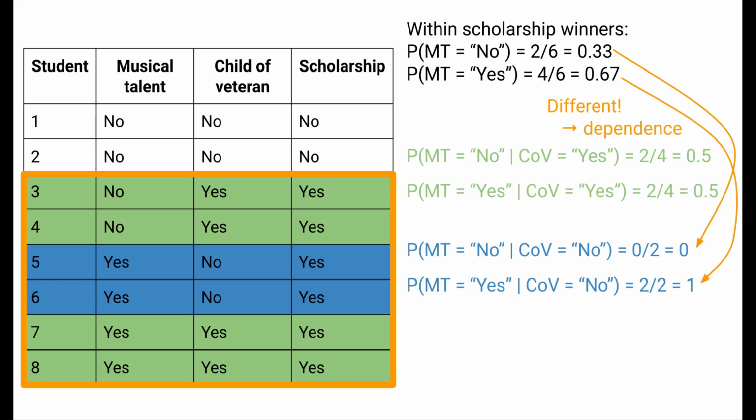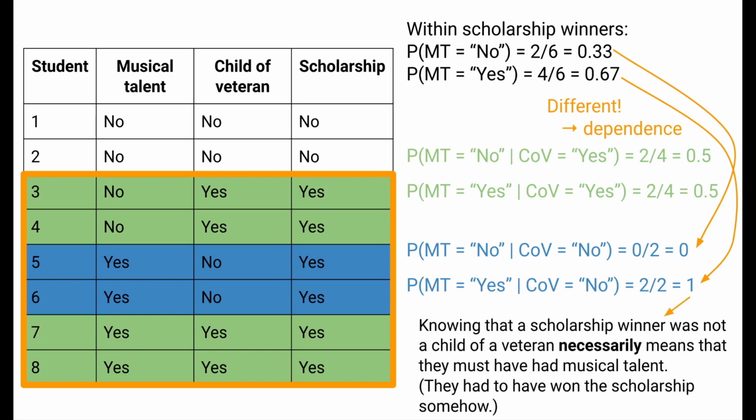So there were a lot of calculations in this example, but let's develop some intuition for this. Note that among these scholarship winners, knowing that a student is not the child of a veteran necessarily means that they must have musical talent. The probability is 1. Otherwise, they wouldn't have won the scholarship. So, conditioning on scholarship creates a dependence between these variables, even though this dependence is not present in the general population.